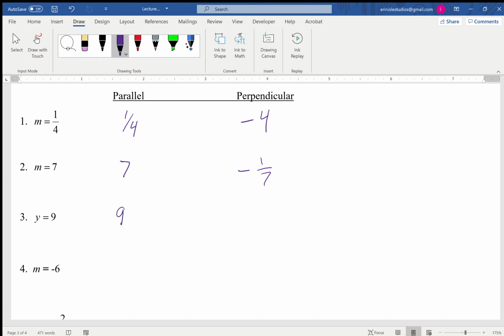Okay, this is a weird one. Y equals 9, so what's my slope? 0. So 0 rise over a run. Another way to look at that would be, this could be written in slope-intercept form, slope is 0. Unfortunately, when you take the reciprocal, 1 over 0 is undefined. Oh, I'm sorry. I brought that back to sound, and there we go. Undefined.